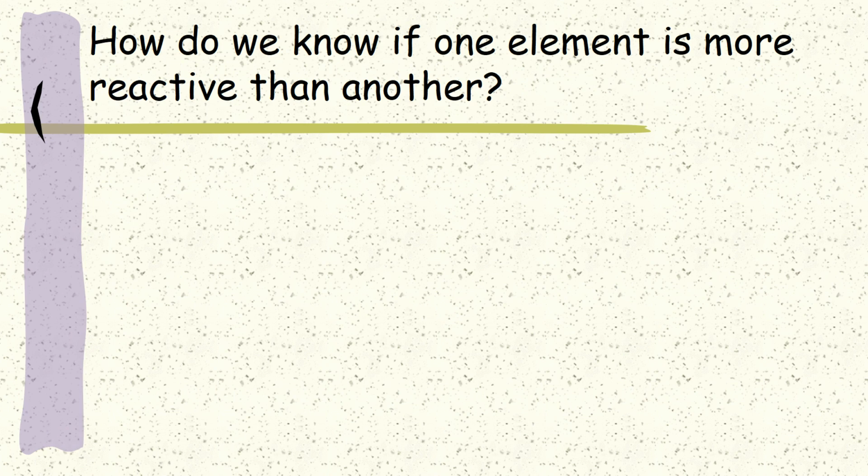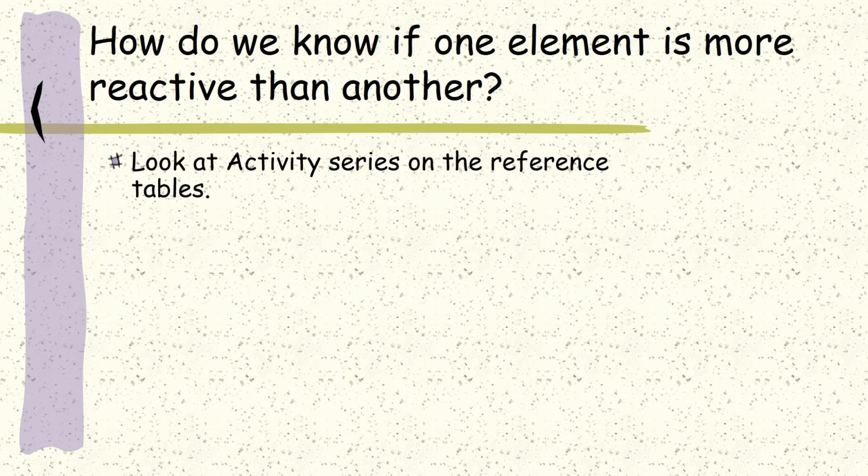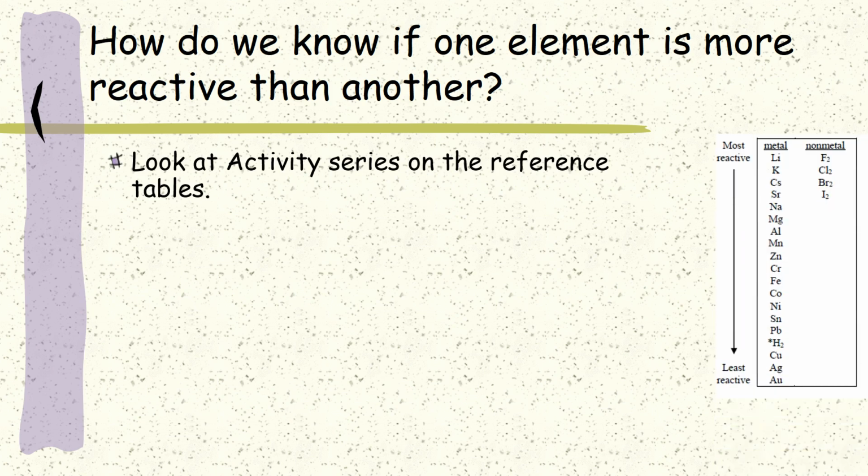So how do we know if one element is more reactive than another? Where do we look? We look at the activity series. So we're going to look at this list. And again, I will get you a copy of this list for the reference packet, but I just want to make sure it's there.